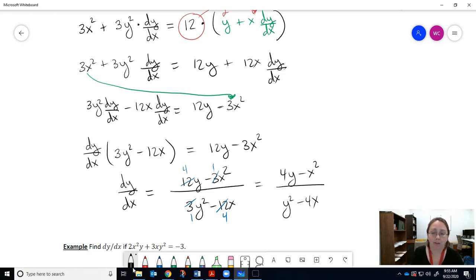Now these can't be factored. If they could, you'd factor and reduce as appropriate, but we can't. So this is our dy dx. Again, it's a function of x's and y's.